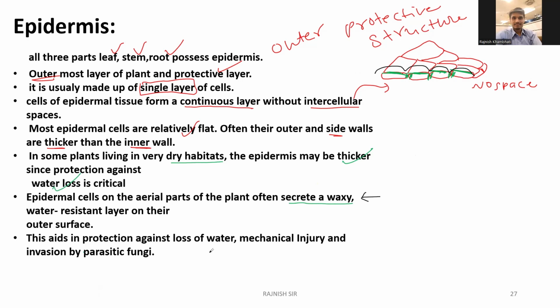This aids in protection against the loss of water, mechanical injury, and invasion from the parasitic fungus. Means it is ultimately protecting. Now you see epidermis is present in whole plant. It is present into root, means root protection. Then it is present into stem, so stem is protected, and also into leaf, so leaf is also protected. Means the whole plant is protected by epidermis, like you have a skin.